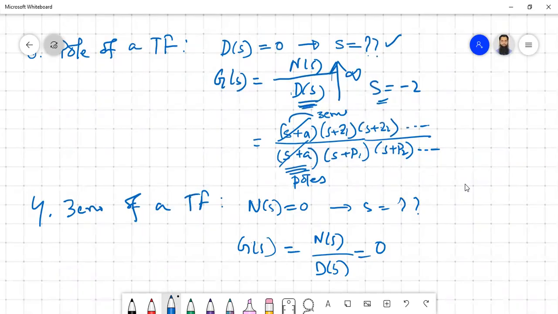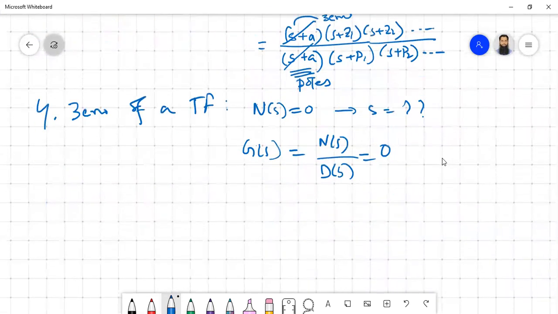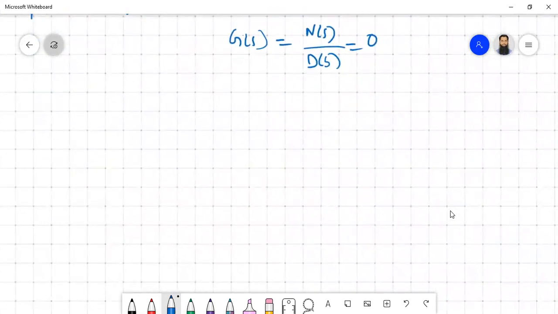So the values of s, according to the definition, for which the transfer function becomes zero are called zeros of the system. Okay, so these are the basic few definitions. Now, let us look at the function of the pole and zero of the first order system. We start with the first order, then gradually we'll move forward to the second order and more complicated systems.